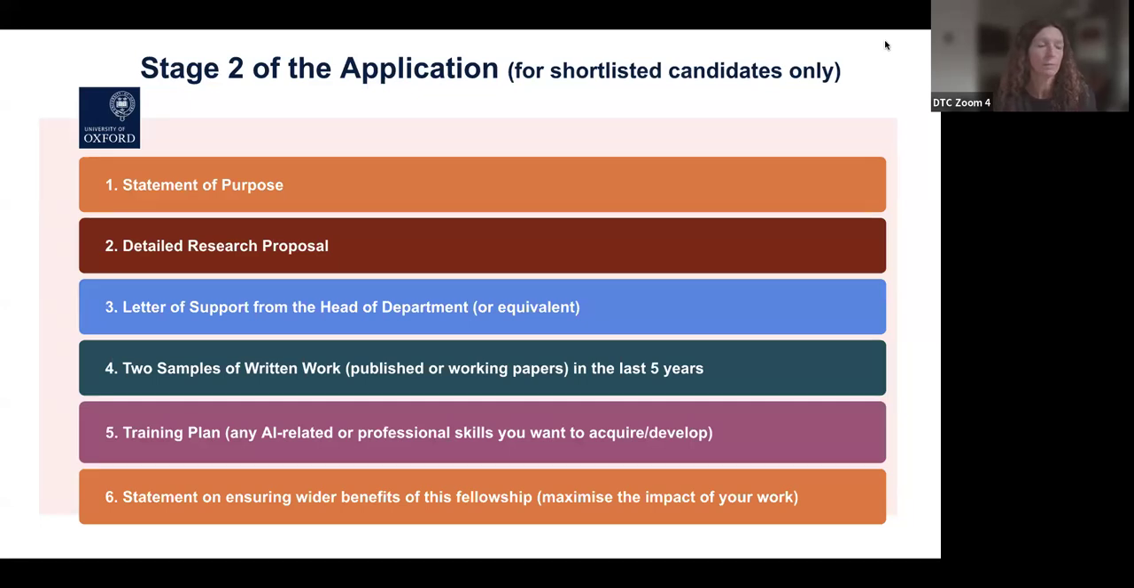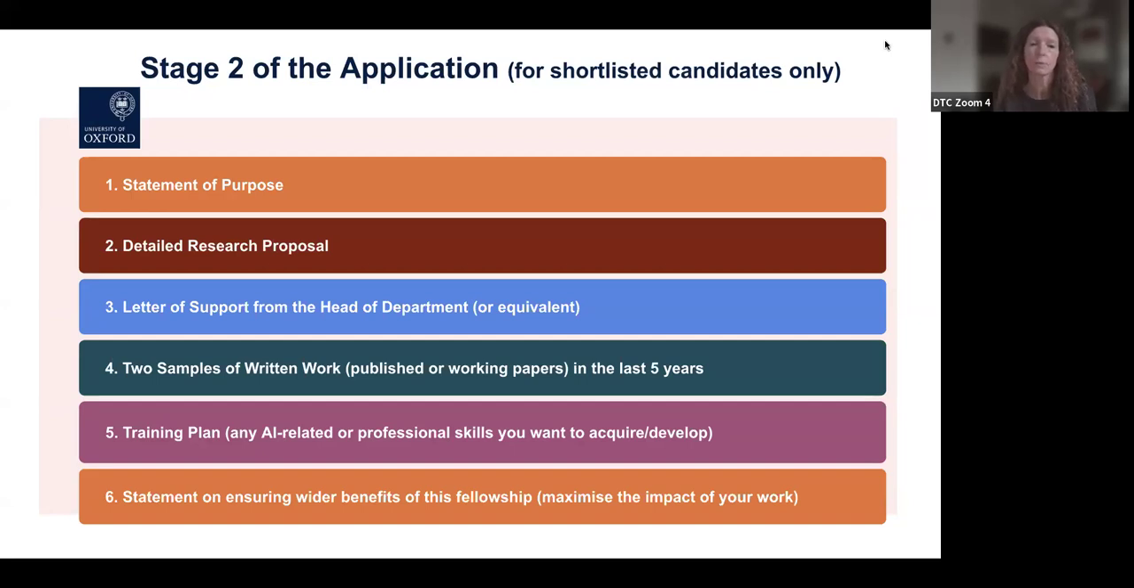So this is, again, something that you would need to engage with your head of department on, because at this point we would require them to actually send us some information that shows that they are completely supportive of you being accepted onto the fellowship if you were to be successful.